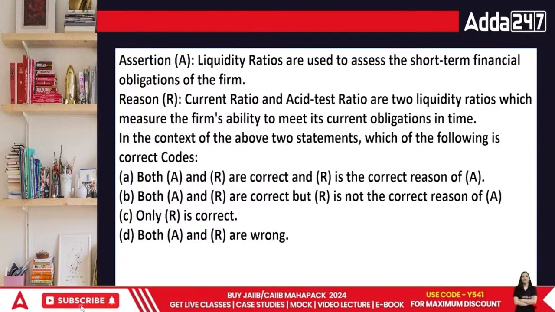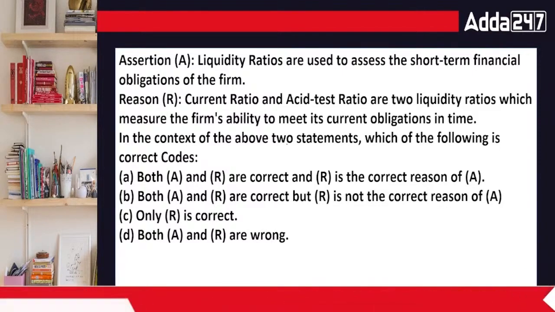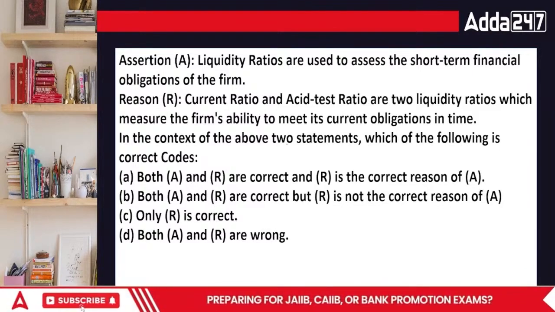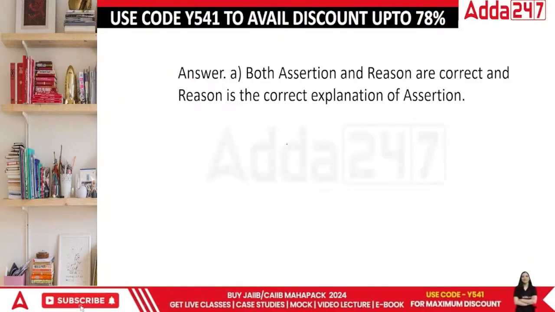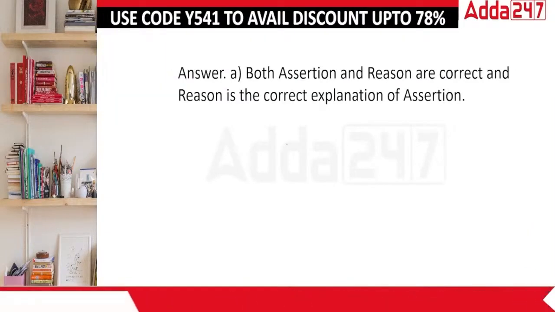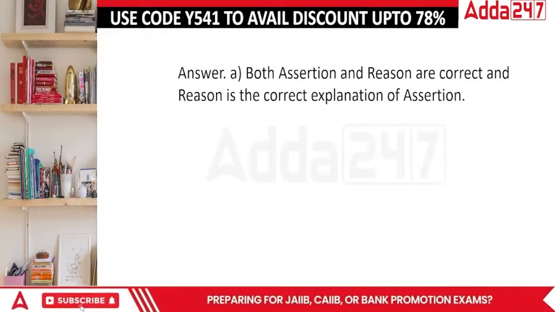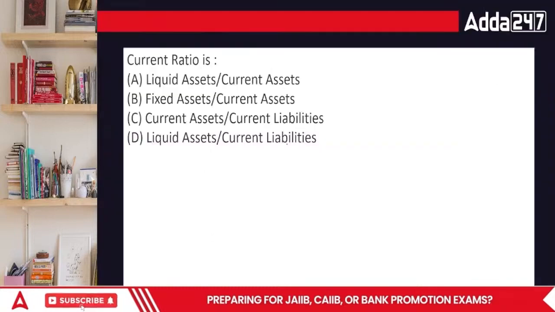When we talk about liquidity ratios, it is related to the short-term funds only, and the current and acid test ratios are also related to the short term. All these ratios are covered under liquidity, so technically both are correct. The reasoning as well as the assertion, both are absolutely correct. There is no mistake in it at all.